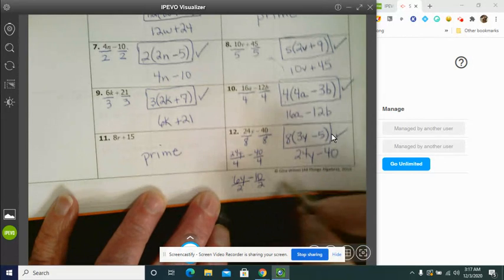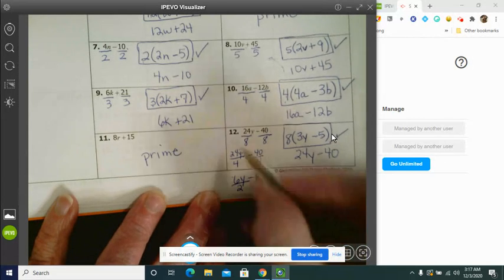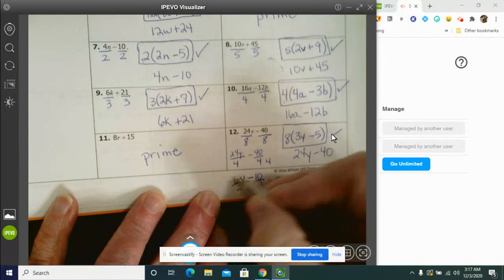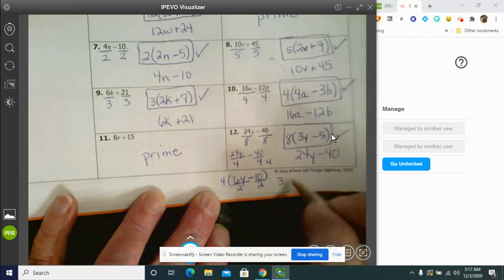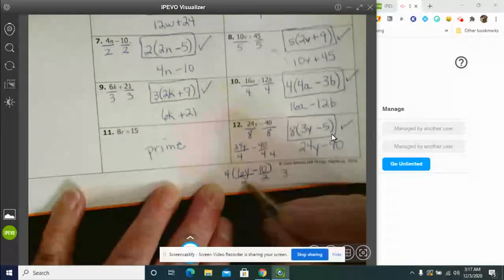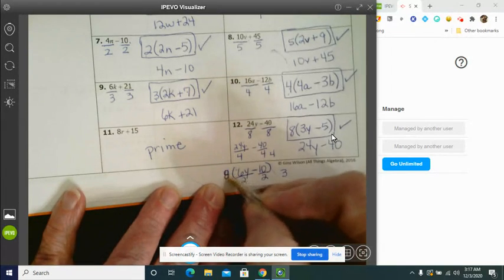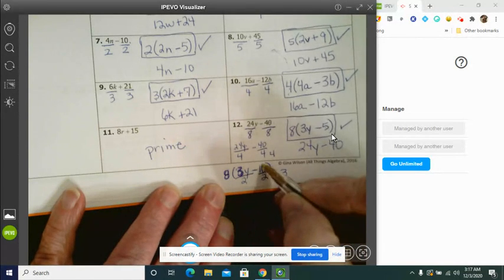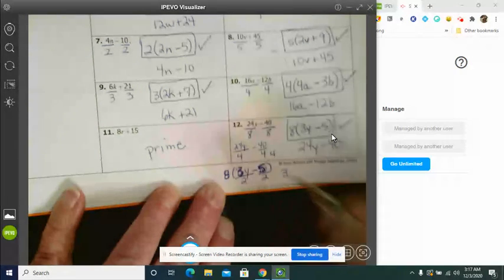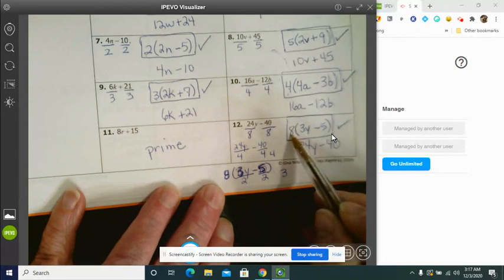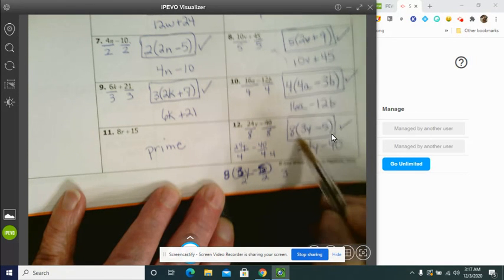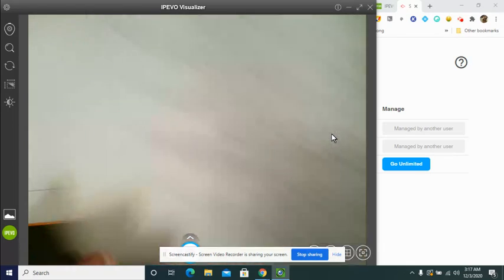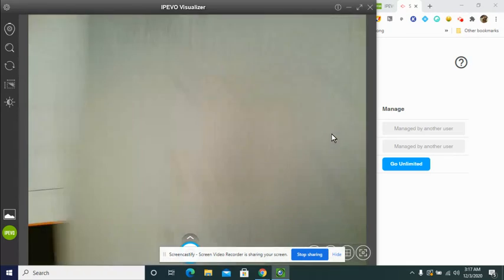So when I do that, this would have been a 4, but I need to do it actually by 2 more. So that's going to change this to 8, and that's going to change this to a 3, and that's going to change this to a 5. So I need to make sure that I have done it by the biggest possible number, the greatest common factor, and not just a common factor. So that's really important.